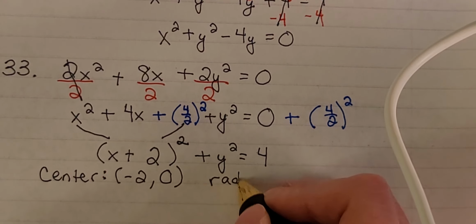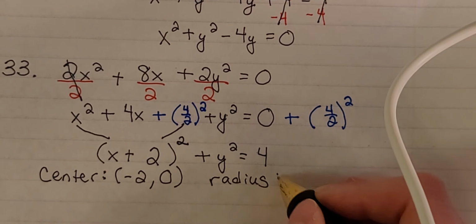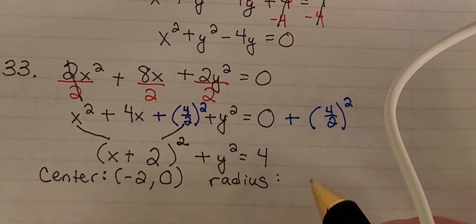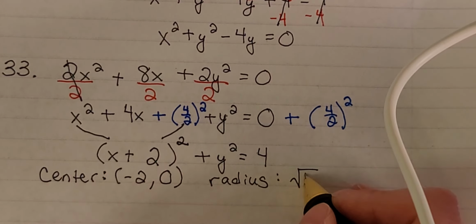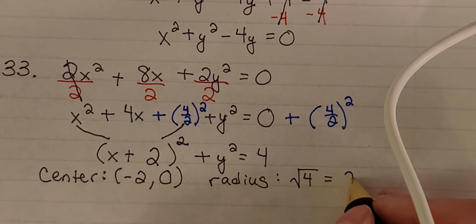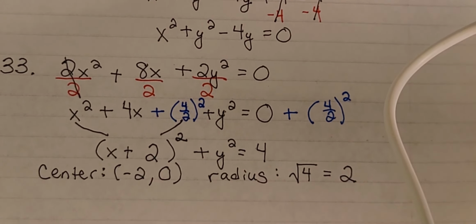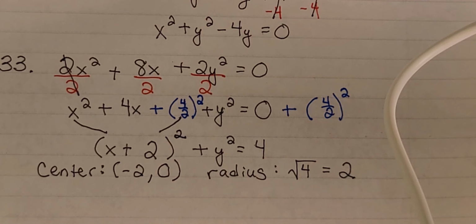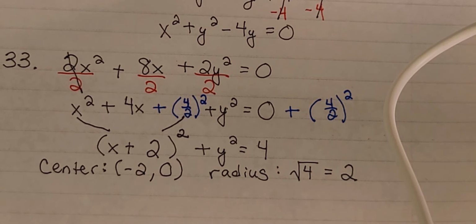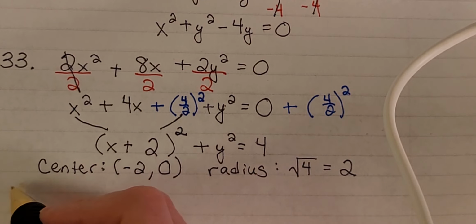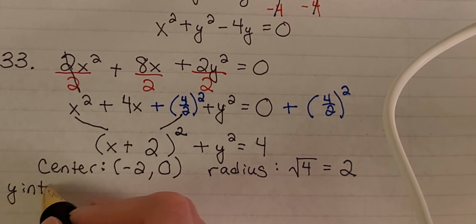All right, your radius, you have to square root that thing. And that's a number one mistake, is forgetting to square root the number. So the square root of 4 is 2. So the radius is 2. When you're doing x-intercepts, you have to plug 0 in for x and solve for y, and then you do it the opposite way.